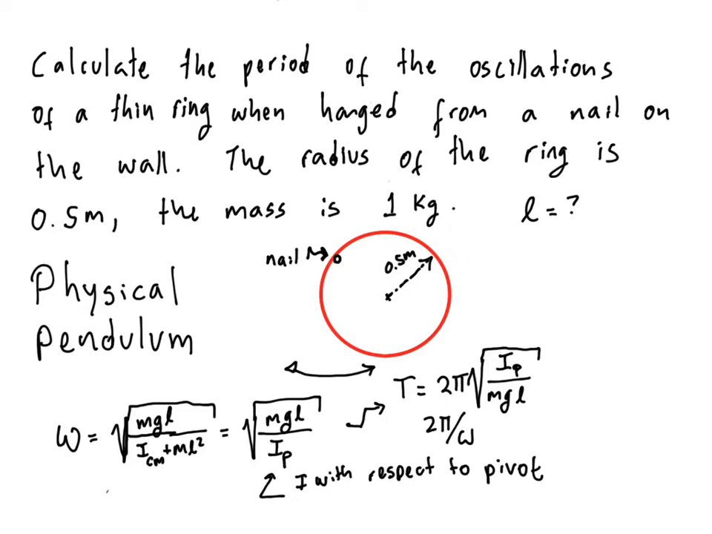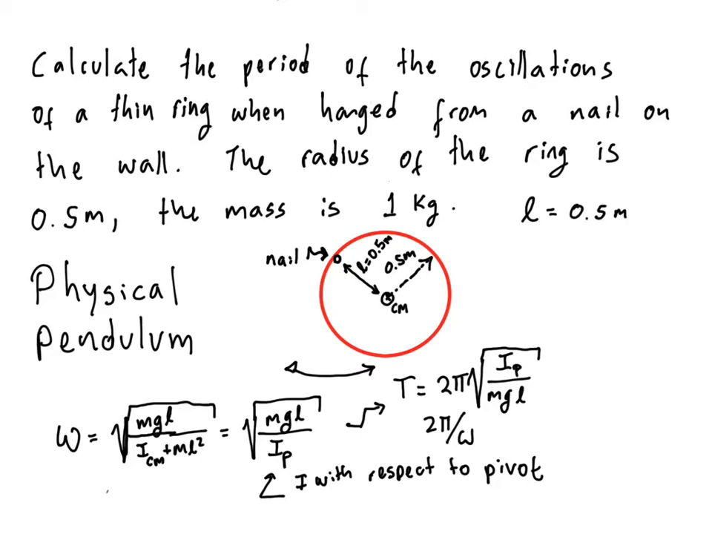Now lowercase l has a specific meaning. You have to have watched the video about the physical pendulum and understood the definition of l. Lowercase l means the distance between the center of mass of the object that is oscillating and the pivot or the axis of rotation. That is the specific meaning that l has in that equation. For a ring, the center of mass is in the middle of the ring, of course. The nail is on the perimeter of the ring. So that tells us that the lowercase l value should be 0.5, the same as the radius of the ring.